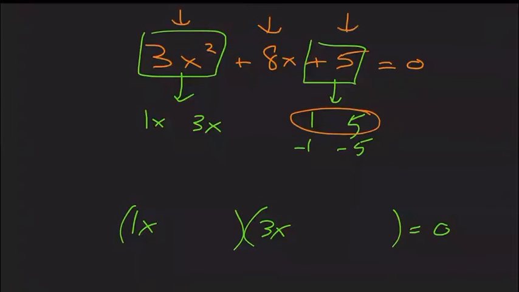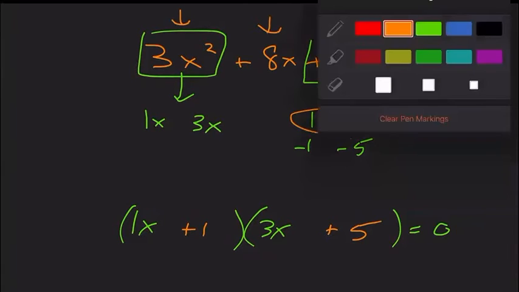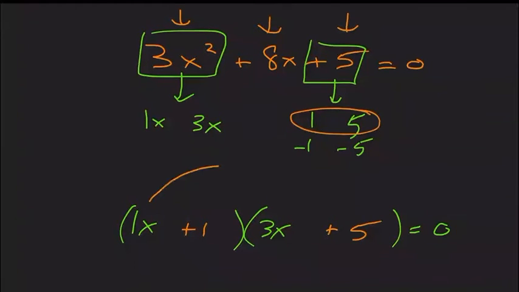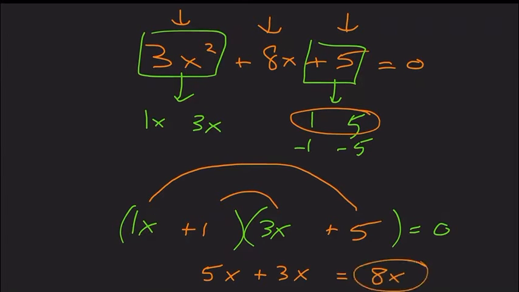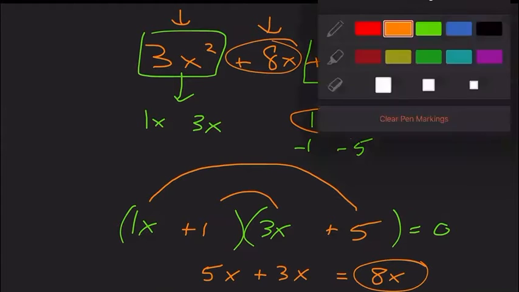Let's just start. It could either be +1, +5, or it could be +5, +1. Let's test it this way first. So let's multiply the two on the outside. 1x times 5 is 5x. 1 times 3x is 3x. You just put plus in the middle every time. And 5x plus 3x is 8x. So it looks like we already got it right because that's what we're looking for, 8x. So we don't need to do anything else.